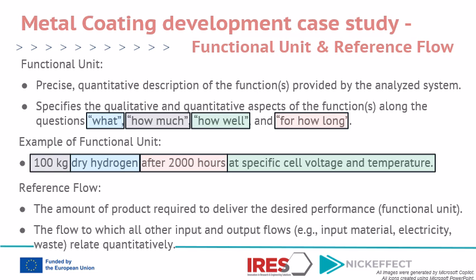What is now the reference flow? The reference flow is the amount of product required to deliver the desired performance defined in the functional unit. So basically, how much catalyst we need to produce 100 kilograms of dry hydrogen after 2,000 hours, etc. The reference flow is basically the flow to which all other input and output flows, so all the input materials, electricity, waste, etc., need to be reported.